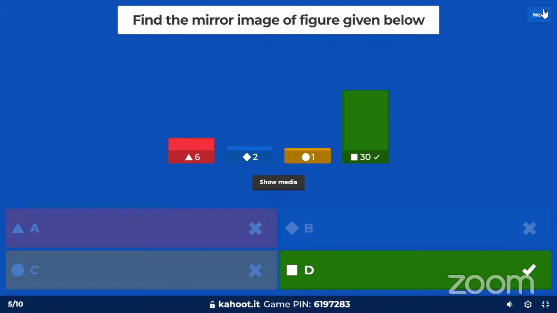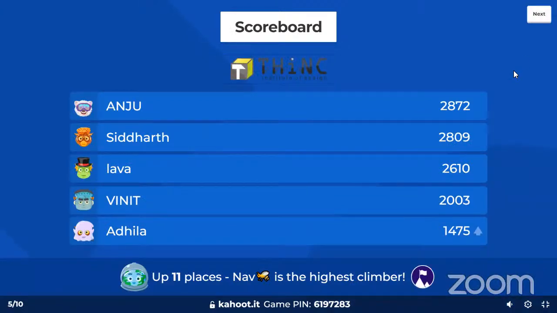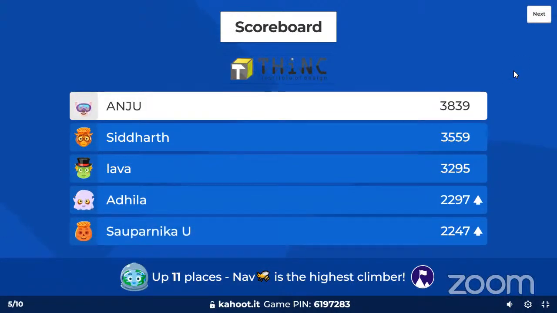So let's see the point table after the fifth question. No change in the first 3 positions. Anju stands still on the first position. Siddharth on second, Lava on third, Adila on the fourth, and Sauparnika on the fifth place. And there's a special mention for Now, who is the highest climber right now.